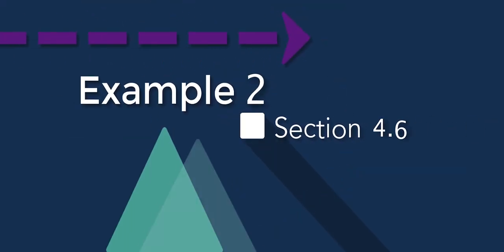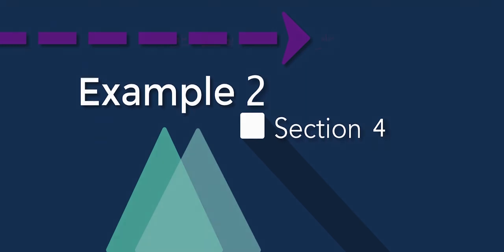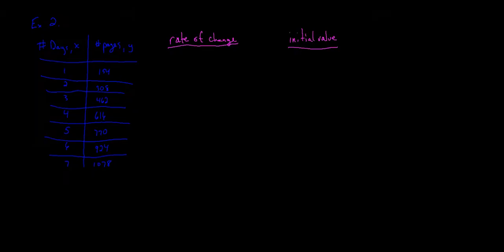In example 2, we're given a table of the number of days X and number of pages read Y that Jillian has read over the past week. And we're given that per day. We're told to assume the relationship between days and pages read is linear, and we're asked to find and interpret the rate of change and the initial value.